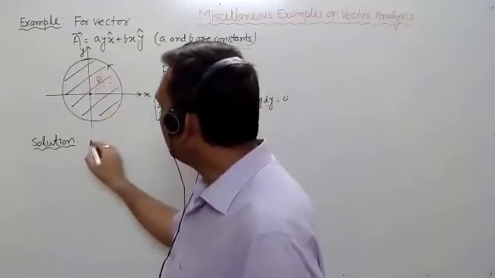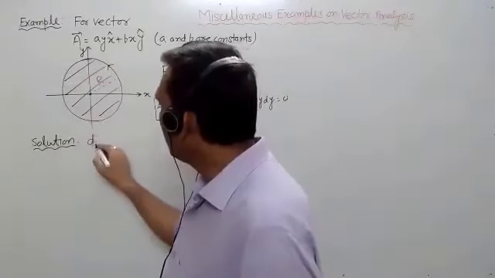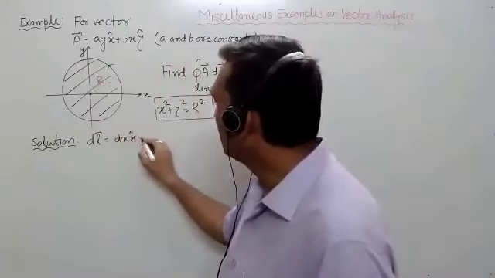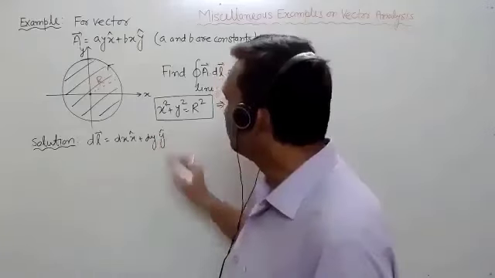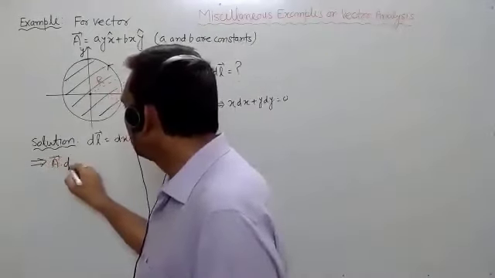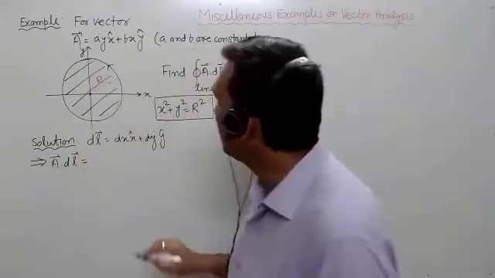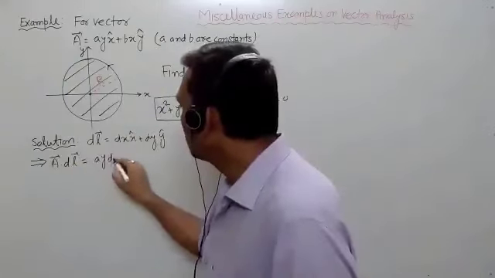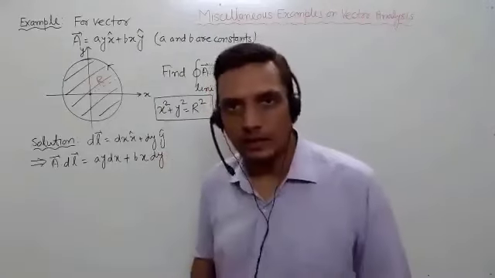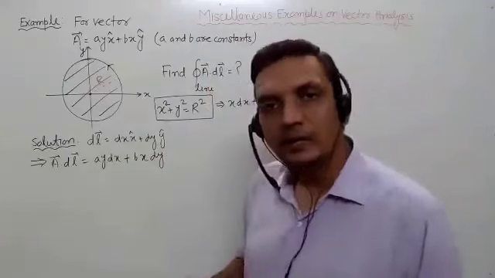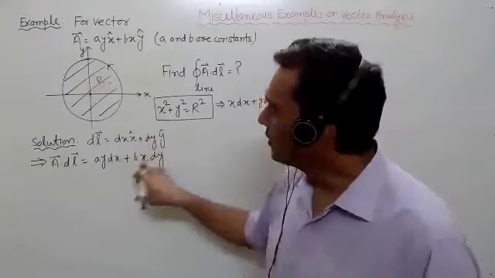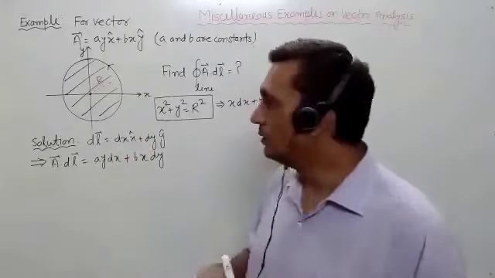Now in the XY plane, you can see dl can be written as dx x cap plus dy y cap. So what will be A dot dl? This A dot dl will be given by a y dx plus b x dy. This is A dot dl. Now in Cartesian symmetry, you have to convert it either in terms of x or y. So let us convert this in terms of x only.